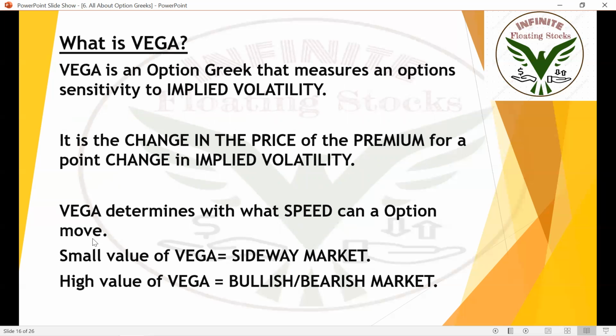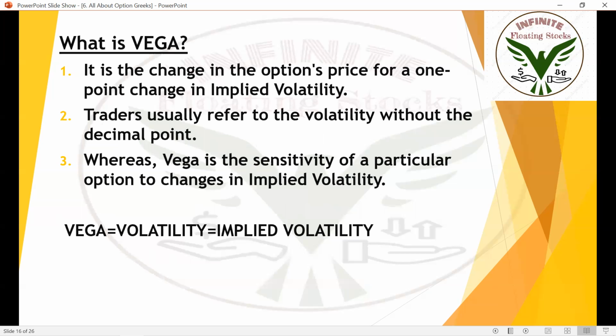So just remember one thing about Vega. Vega is nothing but it determines with what speed an option can move. If Vega is small, sideways market. If Vega is high, bullish or bearish market. The market will make strong movements towards upside or downside if Vega is high or VIX is high. If VIX is low, the market moves sideways.